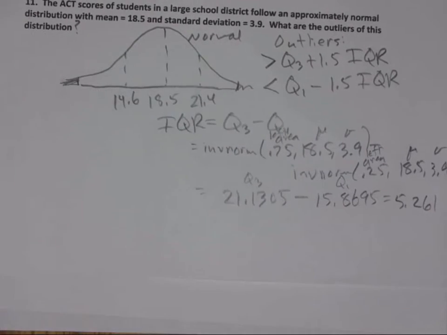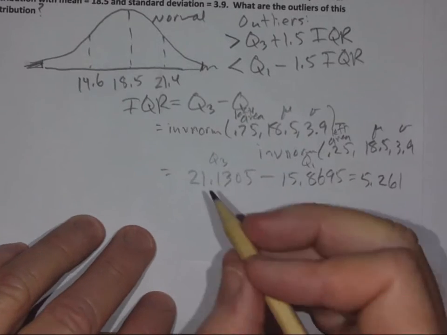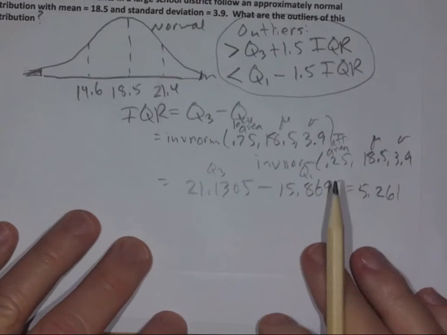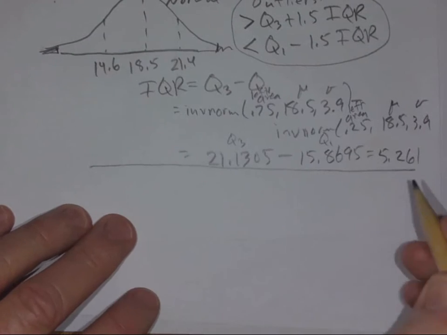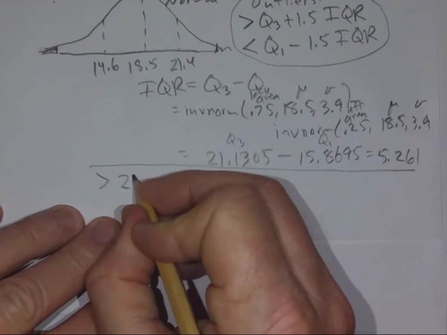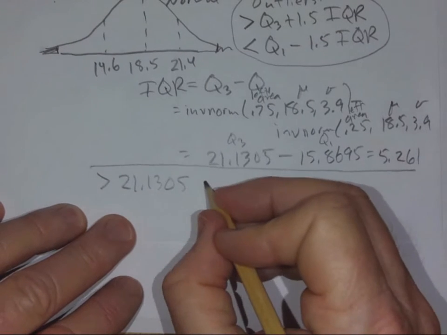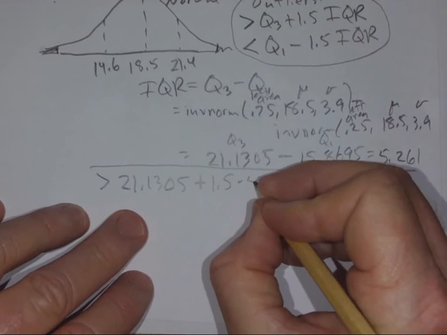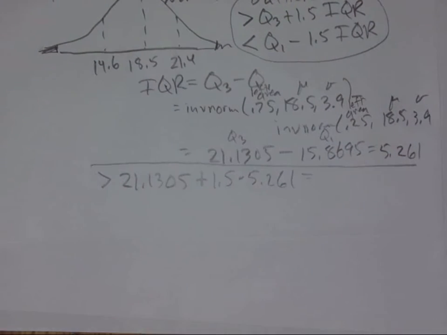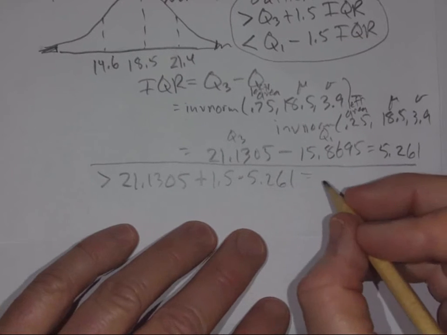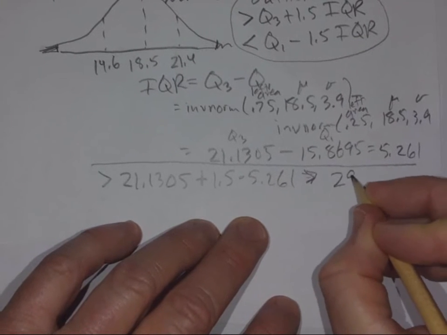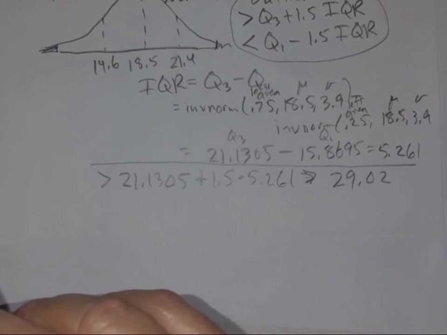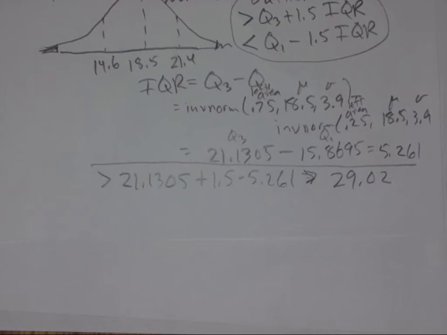That's my interquartile range. To find what my outliers are, I'll just plug them into that formula. On the high side, anything greater than 21.1305 plus 1.5 times 5.261. Let's see what that is. Times 1.5, and then plus 21.1305. And so I get anything that is greater than 29.02. I don't think I made a mistake there.